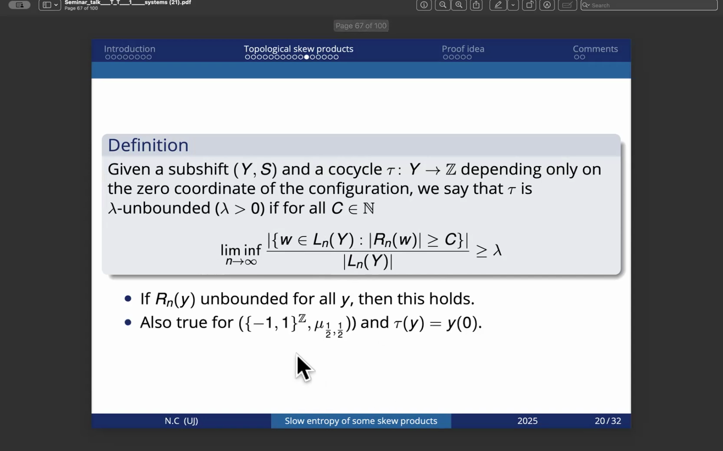So for instance, if we take the full shift in symbols 1 and -1 with this cocycle, then this property is also true. Well, I put a measure, but here you can actually think about random walks, right? So it is not true that for all configurations here, the corresponding walker is unbounded. I mean, there are some sequences such that if you look at the ergodic sums, they stay in a bounded place, but they are very small in measure.